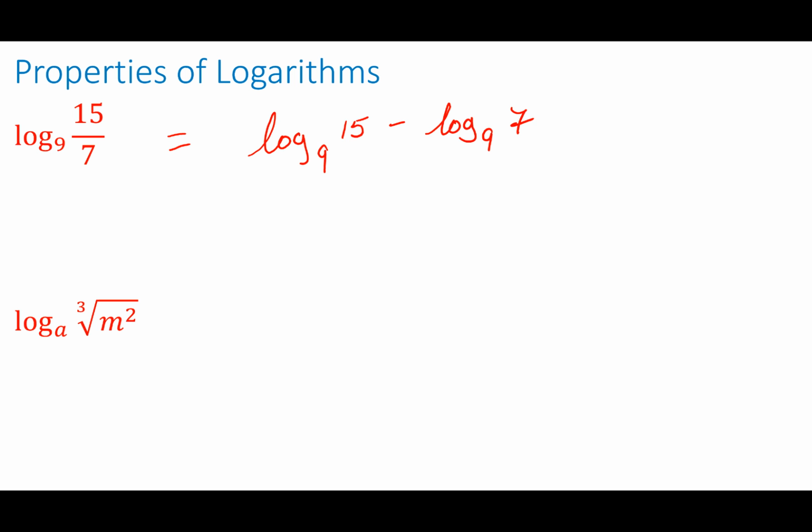We had log base a of the cube root of m squared. Let's rewrite it with a rational exponent rather than using that radical. So this is really m to the 2/3. Because I have that exponent there, I can bring that out front with my properties of logs. And then this will be log base a of m. So that was using our power property or exponent property.